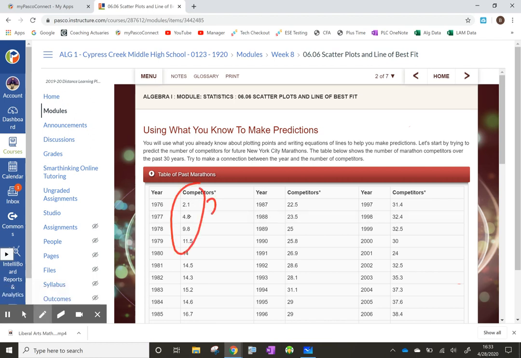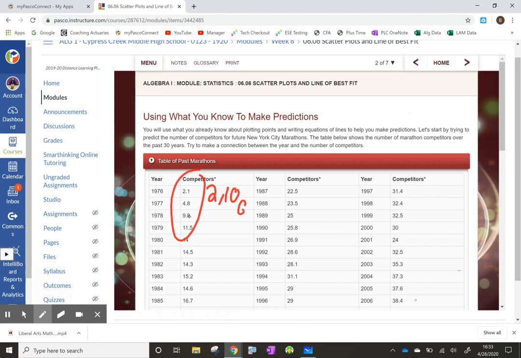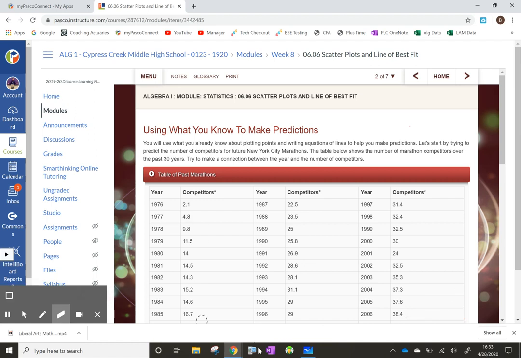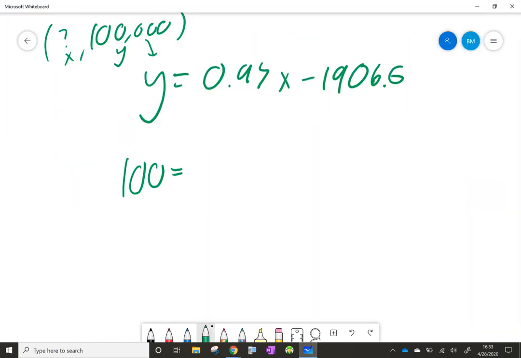It didn't actually say 2,100, right? It didn't actually say 38,400. It said 38.4, right? So that's the reason why we're not going to put 100,000 in here. We're just going to put 100 because it's already in thousands. So 100 to represent 100,000. So let's go back to the equation. So we're plugging in the 100 for the y to represent 100,000. So we still have the same equation, 0.97x minus 1906.6. So now we just have to solve for x.